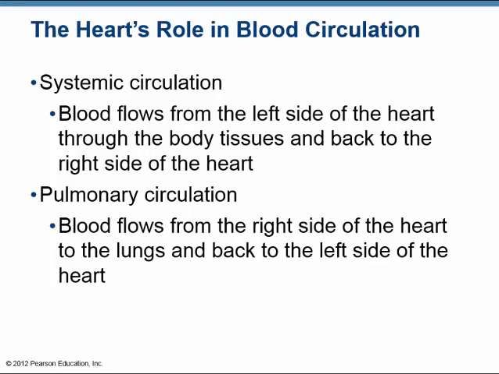The systemic circulation goes through all of the body systems except, of course, the pulmonary system. Blood flows from the left side of the heart through the body tissues and back to the right side of the heart through the systemic circulation. The pulmonary circulation carries blood to and from the lungs. Blood flows from the right side of the heart to the lungs and back to the left side of the heart.